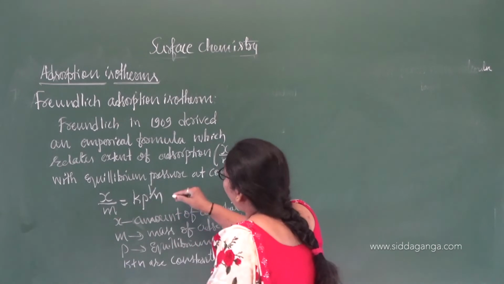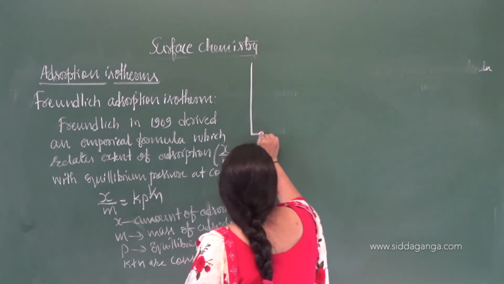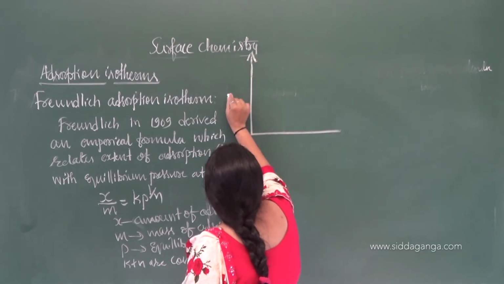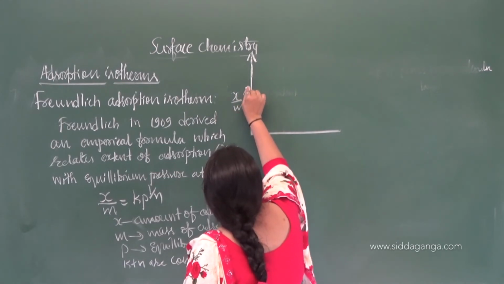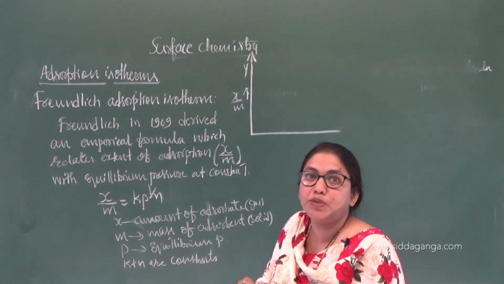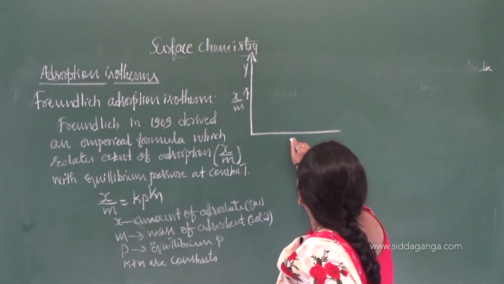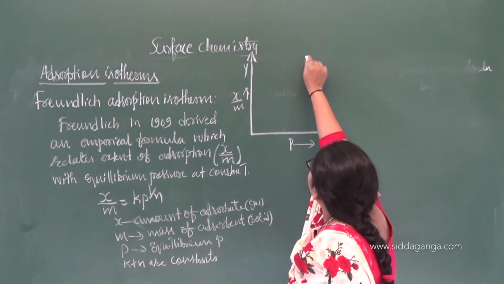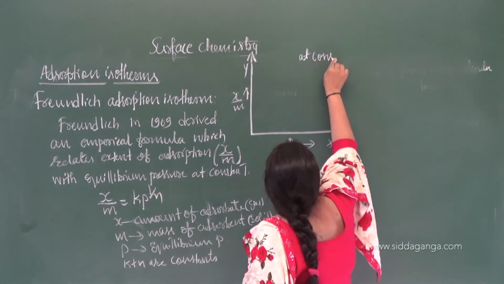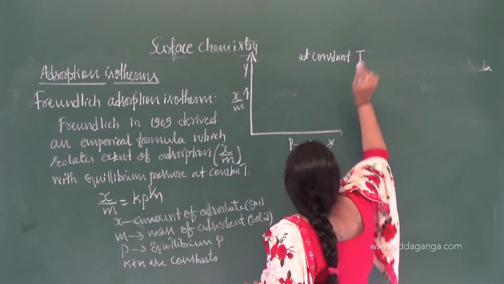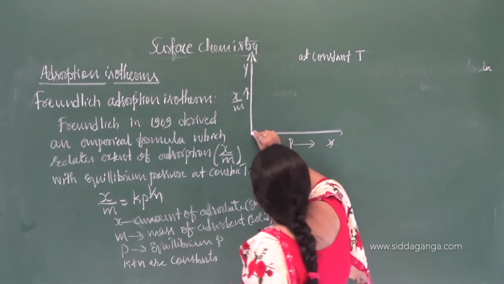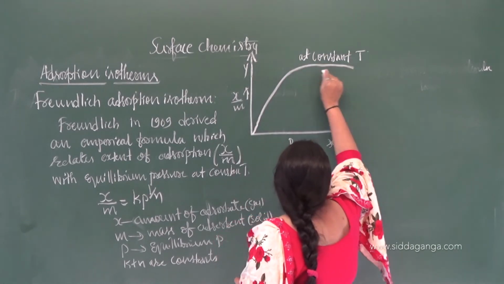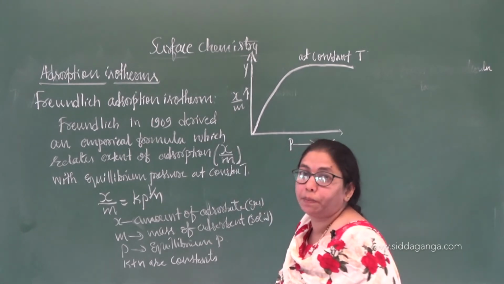So, what he did by taking this equation: he plotted a graph by conducting experiments. He took the extent of adsorption on the y-axis and the pressure on the x-axis, and he kept the temperature constant. So, he got a graph like this. First it was like this, then it has a curve shape.